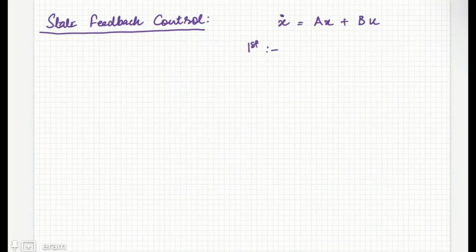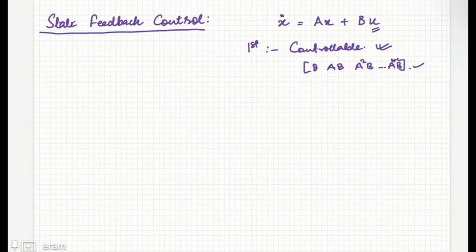First thing is that we have to check whether the system is controllable or not. Because if the system is not controllable, then we cannot design U such that all the states of the system can be transferred to some final state. So first we have to check for the controllability of the system. For that we can check the matrix P: B, AB, A square B, up to A to the n minus 1 B.